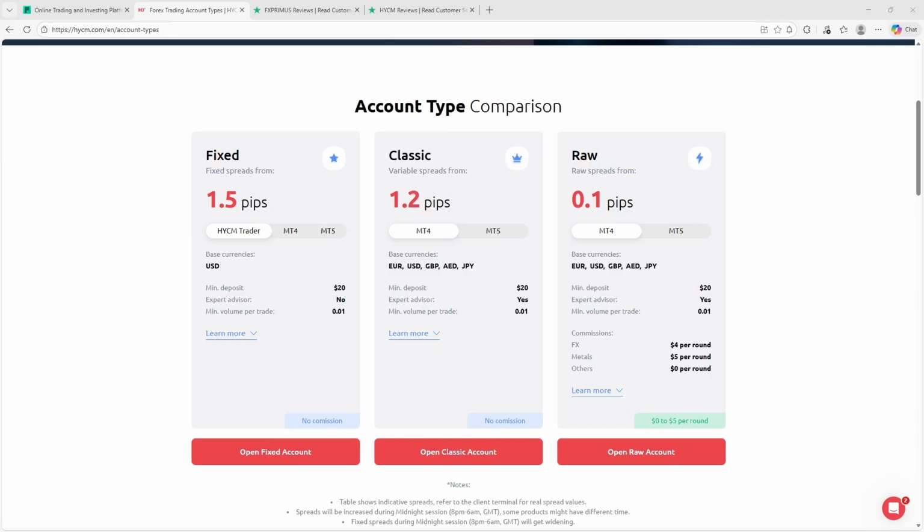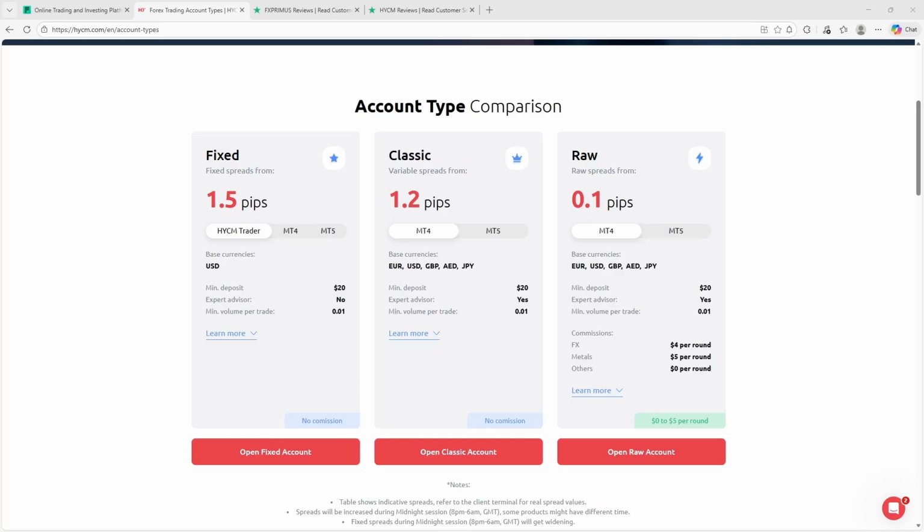HCYM approaches pricing with a multi-account structure that gives traders a choice between fixed, classic, and raw spread models. The fixed account offers spreads starting around the higher end of the spectrum, appealing to traders who want absolute cost certainty regardless of market volatility.